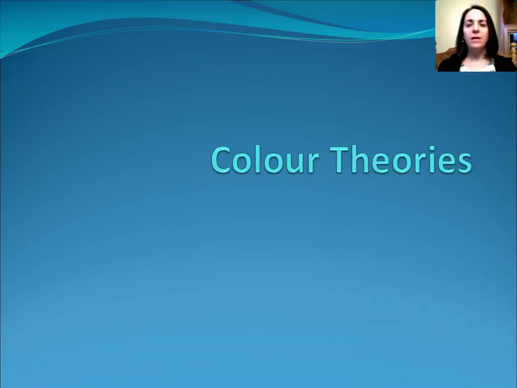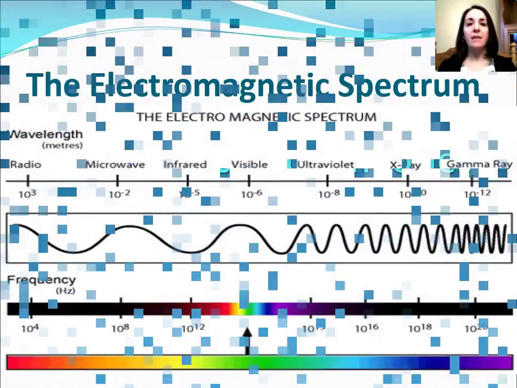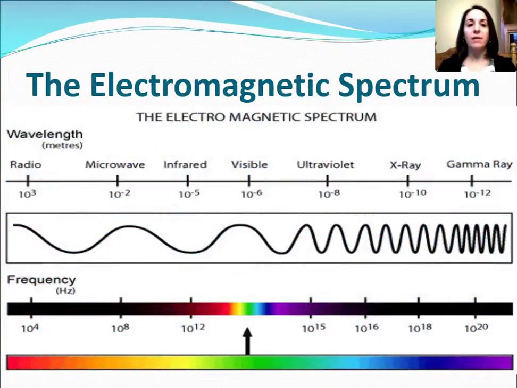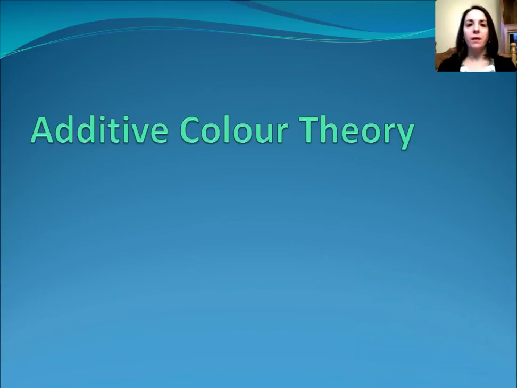So today we are continuing in our optics discussions. Today we're going to look at color theories. So we're going to look at both the additive and subtractive color theories and how we can see color. So just a reminder that the electromagnetic spectrum includes visible light, and remember that it's white light that is separated into the different colors of the rainbow.